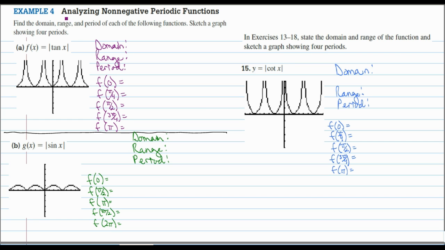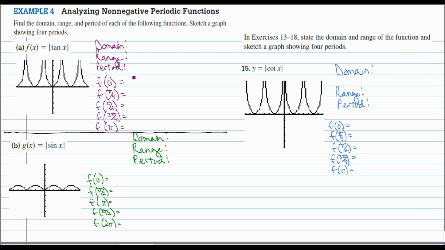So we'll start out here with example 4, part A. Find the domain, range, and period of each of the following functions, and then sketch a graph showing 4 periods. Well, before I identify the domain, range, and period of the tangent function, I want to make sense of it a little bit more by plugging in some values and seeing what's happening.